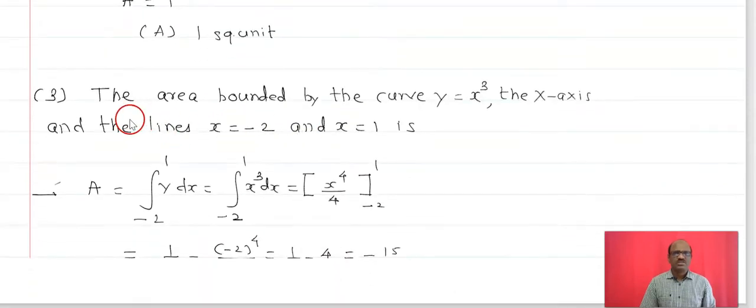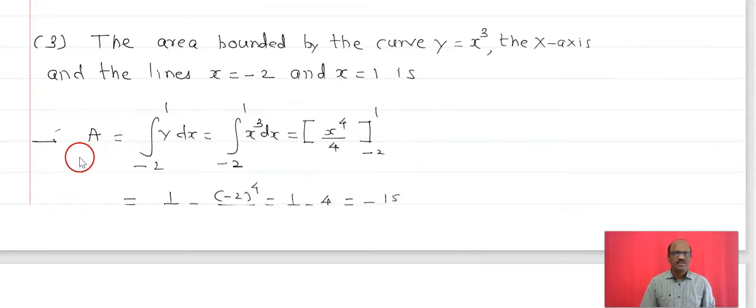Now the next question: the area bounded by the curve y equals x cube, the x-axis, and the lines x equals minus 2 and x equals 1 is... Therefore, the required area A is equal to the integral from minus 2 to 1 of y dx. The value of y is x cube. Its integral is x raised to 4 upon 4. The lower limit is minus 2, the upper limit is 1.